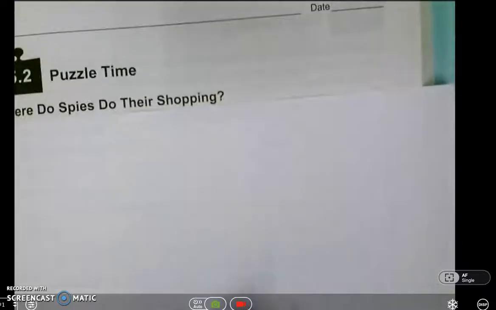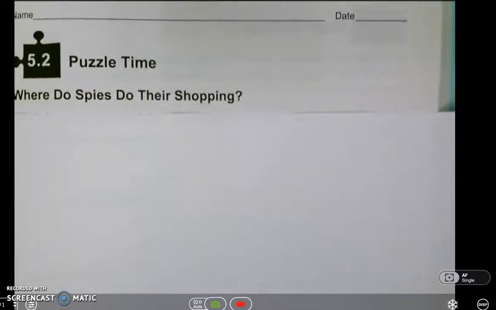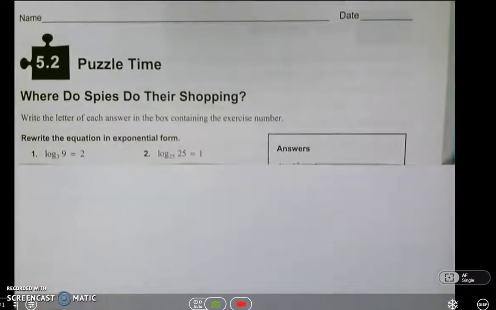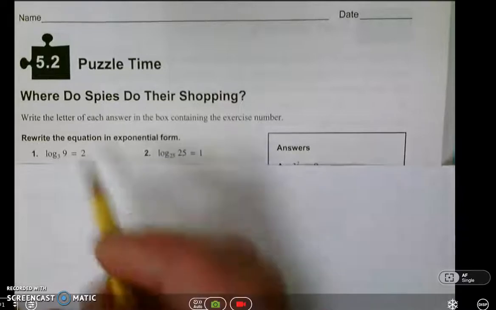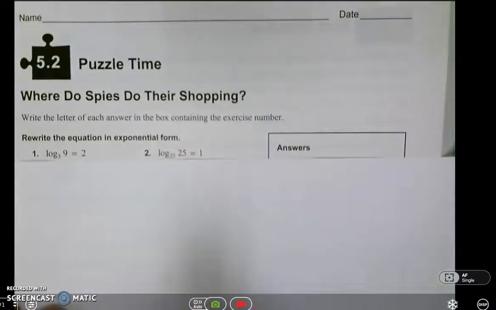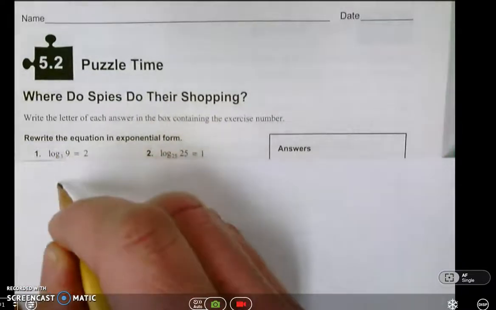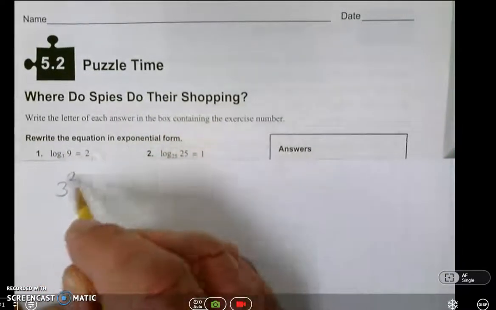All right, students, I'm going to be answering some questions for the 5.2 puzzle time assignment. We'll start with some of these. The first ones basically are just changing forms. So by definition, to go from this to exponent form, 3 is the base, 2 is the exponent.